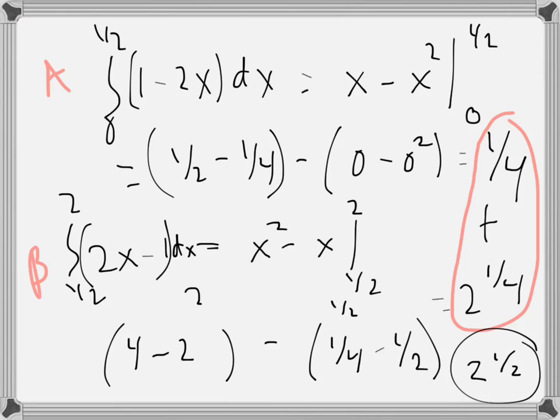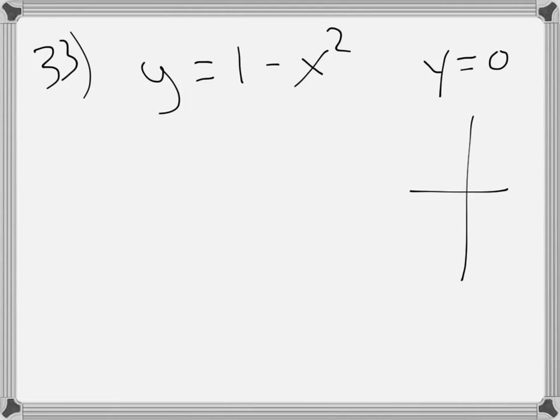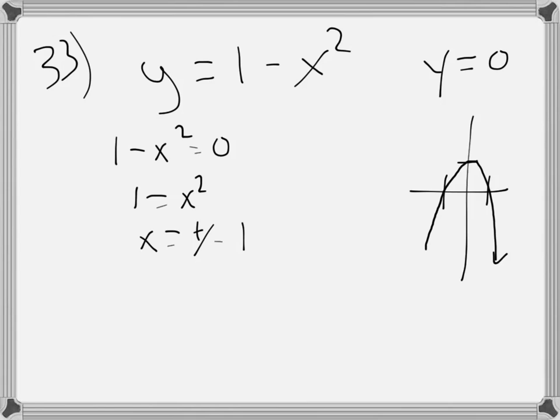Now the last one I want to do is an application, and this is number 33. They just say find the area of the region that lies under the curve y equals 1 minus x squared and above the x-axis, which is y equals 0. Well, I have to figure out where they intersect to do that. And that means asking when 1 minus x squared is equal to 0. And that happens when x is plus or minus 1. So if you think about this graph, it's negative x squared shifted up 1. So it looks like this. And right here, this is the area that they're talking about.